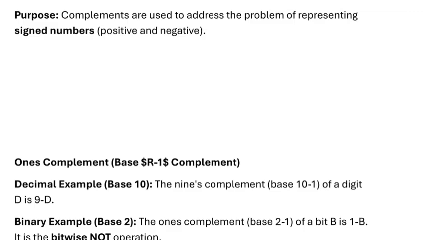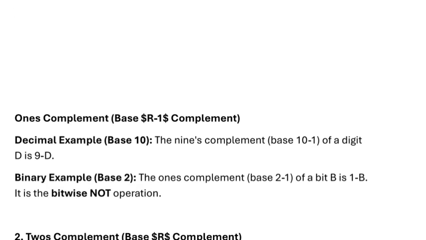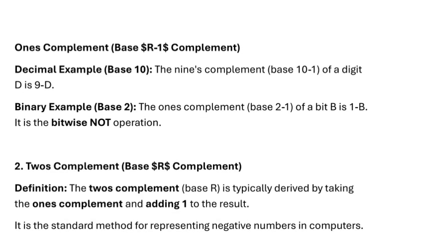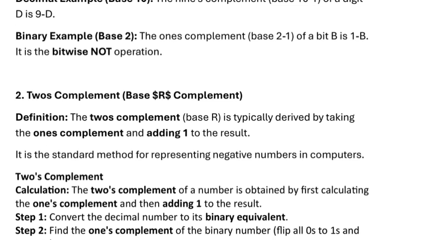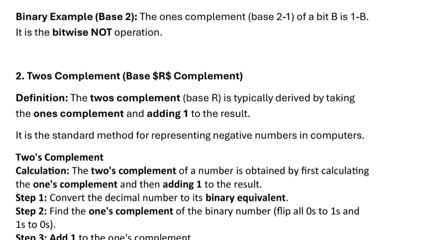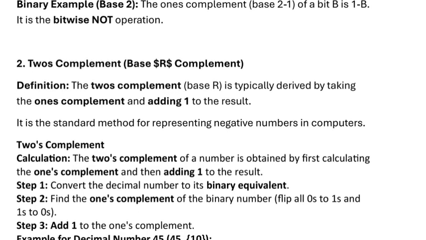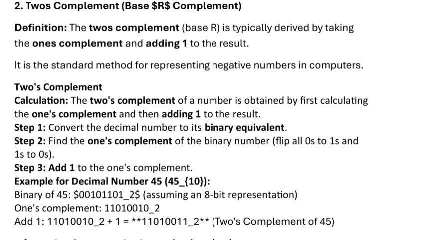Ones complement, base R-1 complement. Decimal example, base 10, the 9's complement, base 10 minus 1, of a digit d is 9 minus d. Binary example, base 2, the 1's complement, base 2 minus 1, of a bit b is 1 minus b. It is the bitwise NOT operation. Twos complement, base R complement. Definition: the twos complement, base r, is typically derived by taking the ones complement and adding 1 to the result.